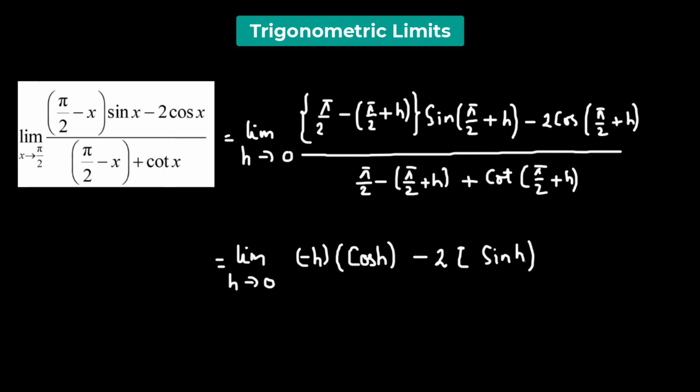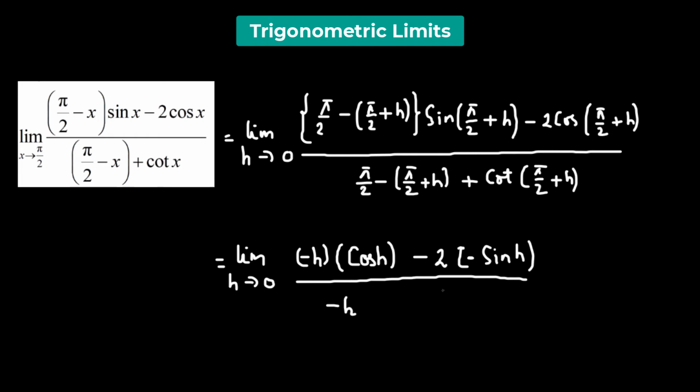However, we know that the cosine function is negative in the second quadrant. Pi over 2 plus h means the second quadrant. So since we're working with a cosine function, the result will be the negative of whatever we got, which is negative sine h, divided by pi over 2 minus pi over 2, which gets cancelled. So we have negative h.